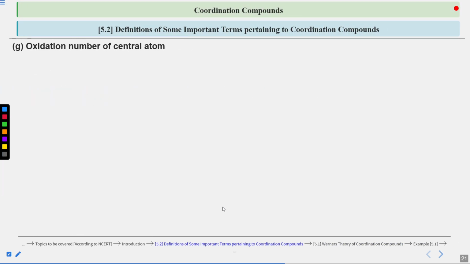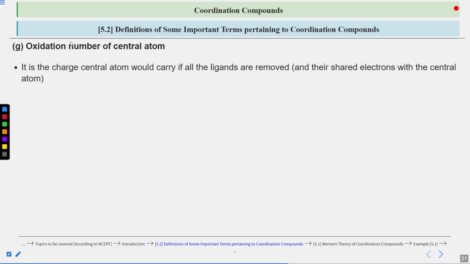Let's see the next term, that is oxidation number of the central atom. Oxidation number is the charge a central atom would carry if all the ligands are removed. So when you remove all the ligands that are directly bonded to the central atom, what is the charge that is going to come over it? That is the oxidation number. When you remove the ligands along with their shared electrons with the central atom from the structure, the charge that the central atom would carry is considered its oxidation number.